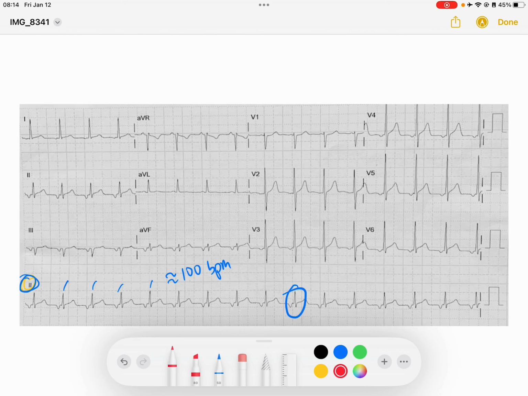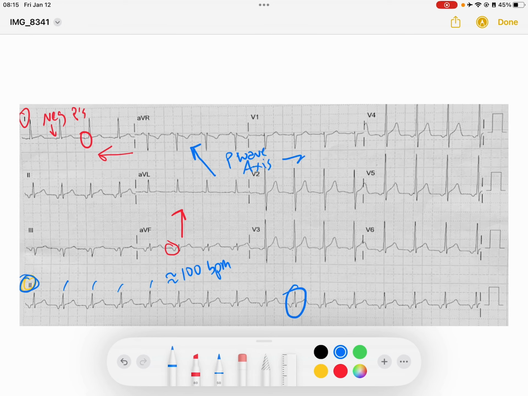And if I look up in lead 1, I have got downgoing P waves. My P waves are negative. So I have negative P's in lead 1, and that tells me that my P waves are going from right to left. And I've got negative P's in AVF, which tells me that it's going from bottom to top. So if I add those two together, that tells me that my atria is depolarizing up and to the right. So that is my P wave axis.